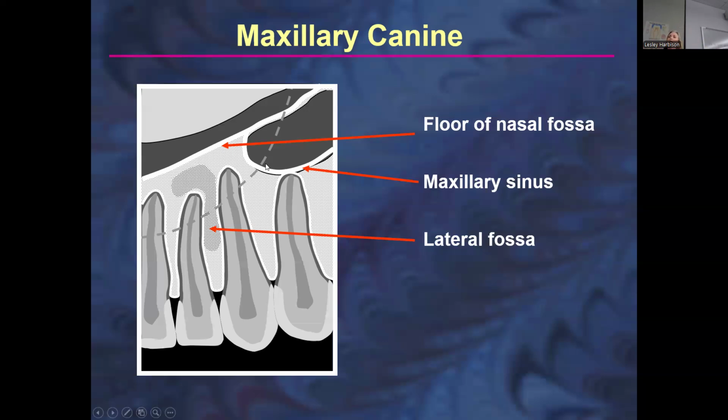Okay, and then the other things that you're going to see are the floor of the nasal fossa and the anterior portion of the maxillary sinus. Those two things come together and form what looks like an upside down Y. This is the tail of the Y, and then one part of the Y comes down, making the floor of the nasal fossa, and the other part comes down, making the anterior floor of the maxillary sinus. It's referred to as the inverted Y.